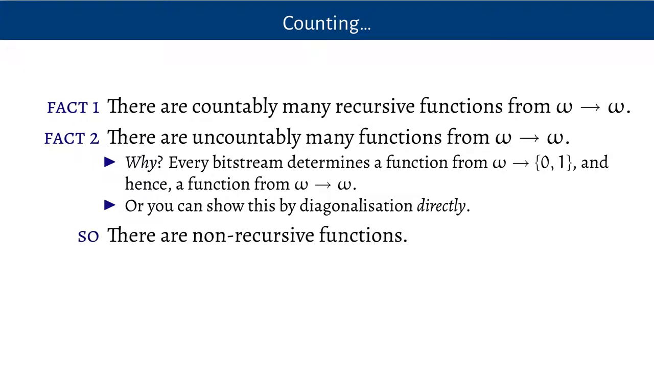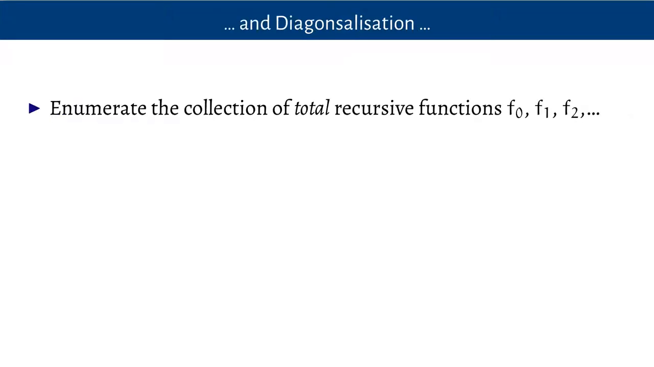So they've got to be non-recursive functions because there's countably many recursive functions and uncountably many functions. So there's plenty of non-recursive functions. Which should lead you to ask, well, what are they like? Could we have some examples of non-recursive functions? Well, one particular example of a non-recursive function we can get pretty directly by examining a diagonalization argument.